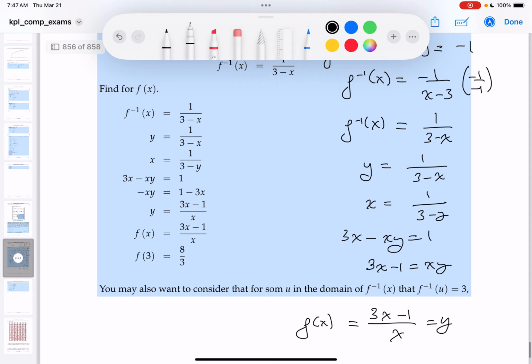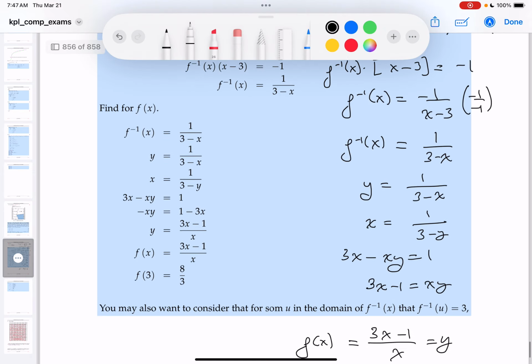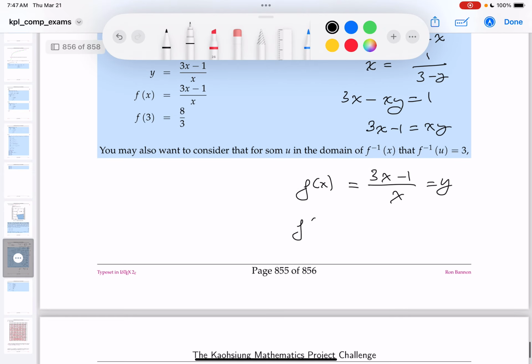What do they want to know? They want to know f of 3. And I think I can do that now. f of 3 is going to be 3 times 3 minus 1 over 3. That's going to be 9 minus 1, which is 8 thirds. All right, that's one way of doing it.